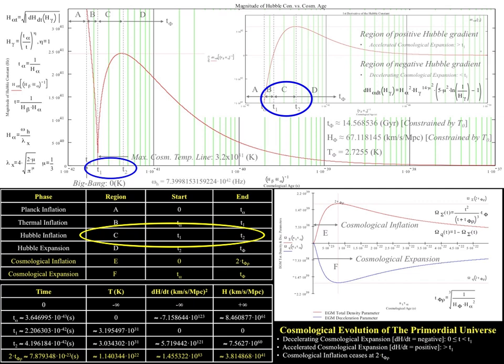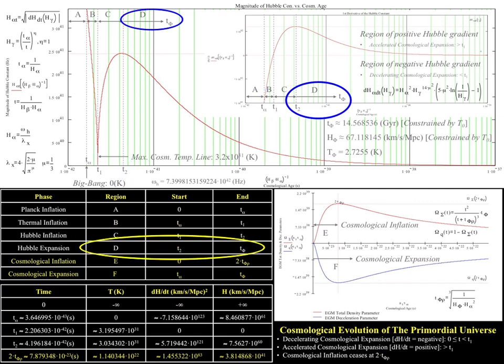From the graph, you can see that the Hubble constant reduced to 0 by T1 for an instant, but immediately shot upwards again to its maximum post-T1 value, at T2. Its value at T2 was approximately 10 to the 60 km per second per megaparsec. Region D denotes the period we term Hubble expansion. This runs from T2 to the present epoch.